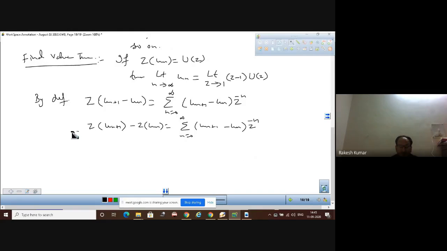Now, therefore, the z transformation of u(n+1) is zU(z) minus z u naught. This is the formula for the z transformation of u(n+1), which is shifting one unit to the left. And what is the z transformation of u(n)? That is simply the function U(z). The right hand side will be the same: summation from 0 to infinity of [u(n+1) minus u(n)] z raised to the power minus n.